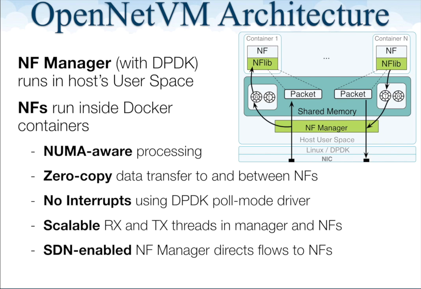And finally, it's an SDN-enabled platform. This NF manager can communicate with a separate SDN controller to find out rules about how a flow should be processed. It might get a rule that says when a packet arrives from this IP address, it needs to go to the firewall, then it should be processed by an intrusion detection system, and then it should go through some kind of video transcoding network function. So the SDN controller can provide those rules, and the NF manager will enforce them as the packets move through the system.